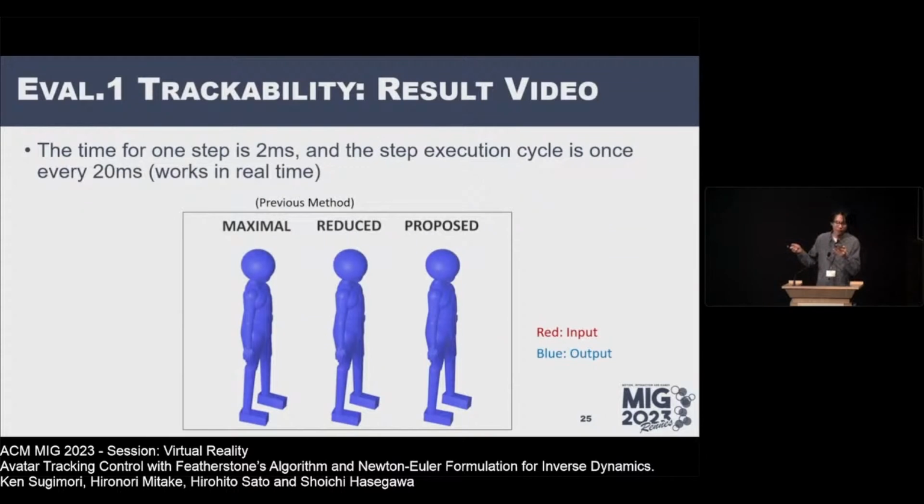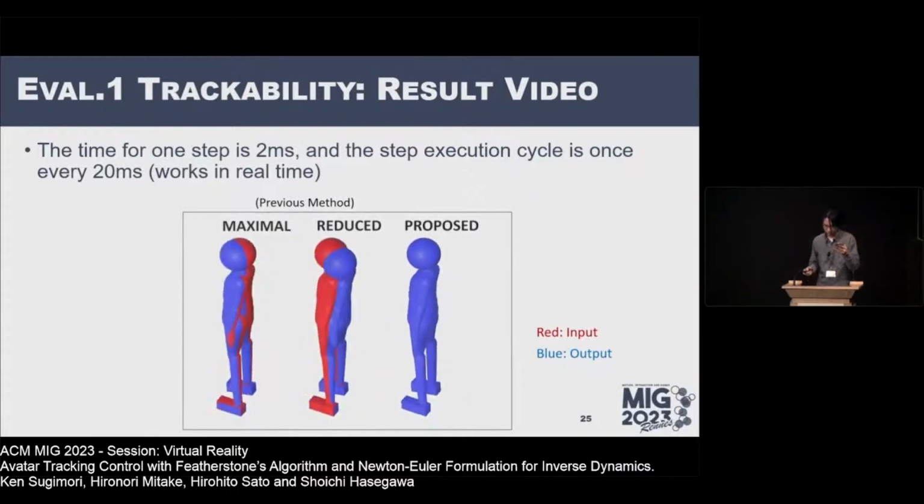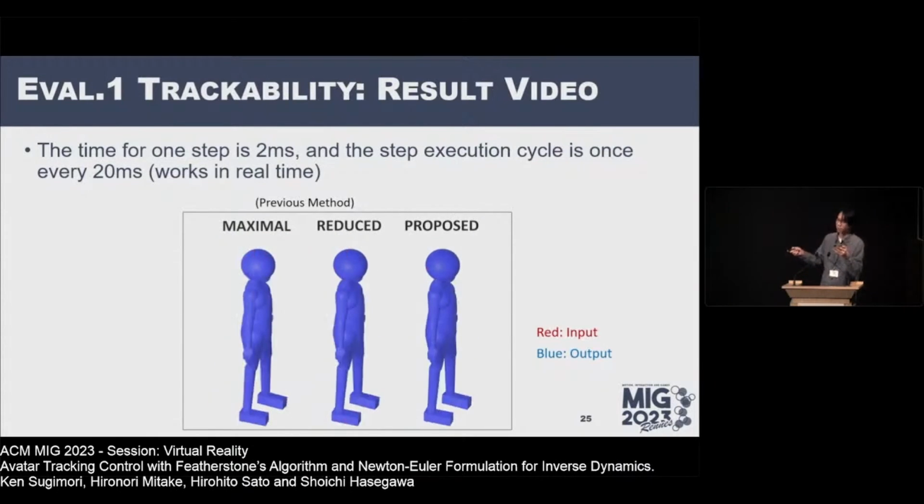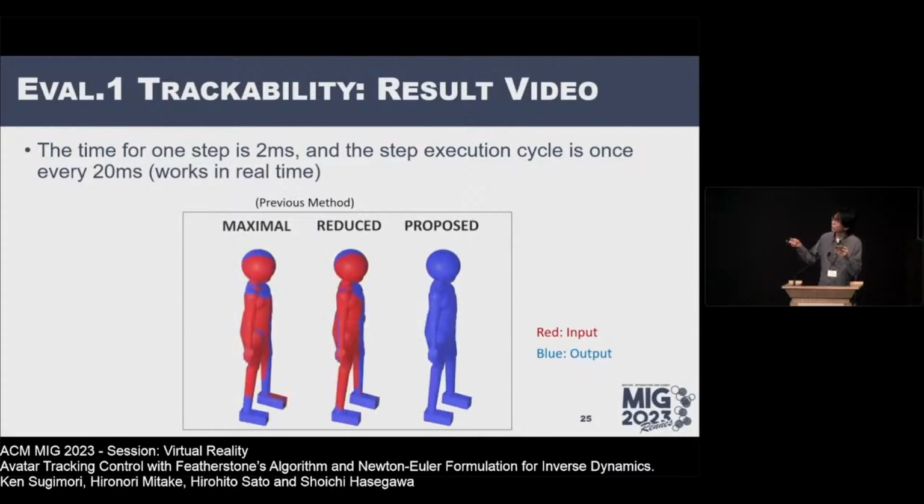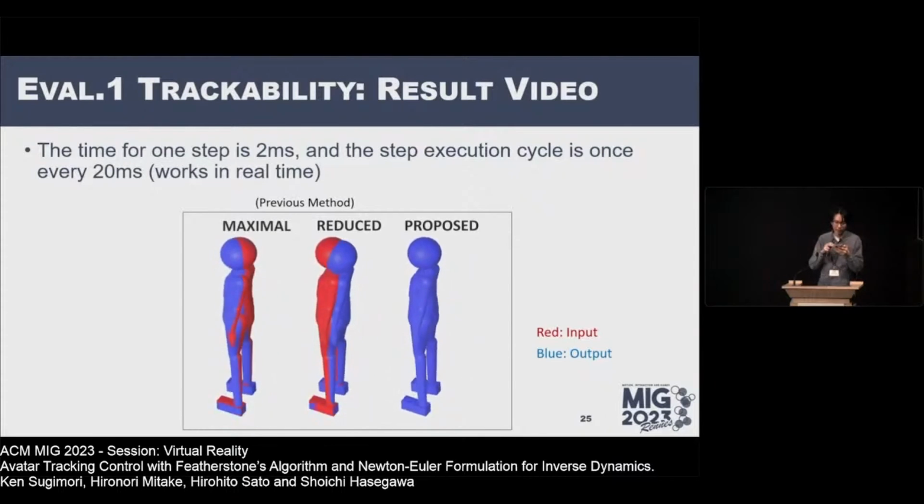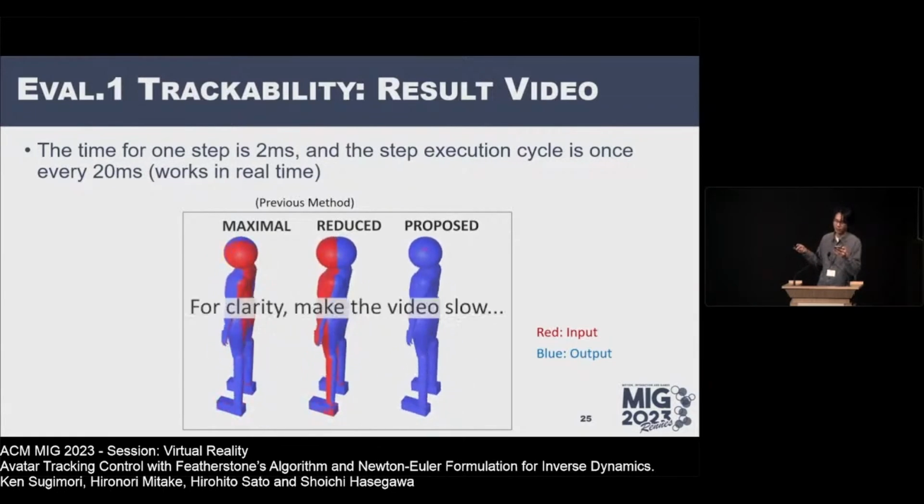This is the result. The time for one step is 2 milliseconds, and the step execution cycle is once every 20 milliseconds. Works in real time. Maximal and reduced are previous methods. Like this, we can see the maximal and reduced have tracking delay. In proposed, input and output are overlapped because they are tracking accurately.